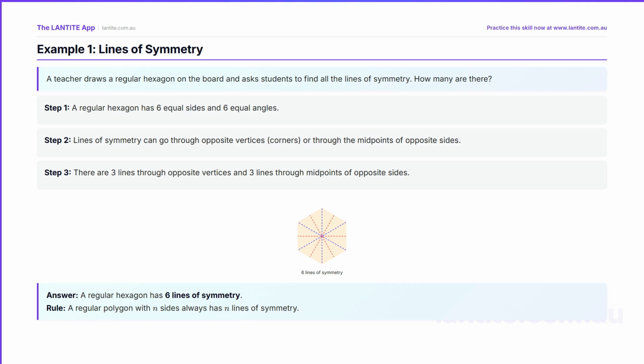A useful rule to remember is that a regular polygon with n sides always has exactly n lines of symmetry. So, a regular pentagon has 5, an equilateral triangle has 3, and so on.